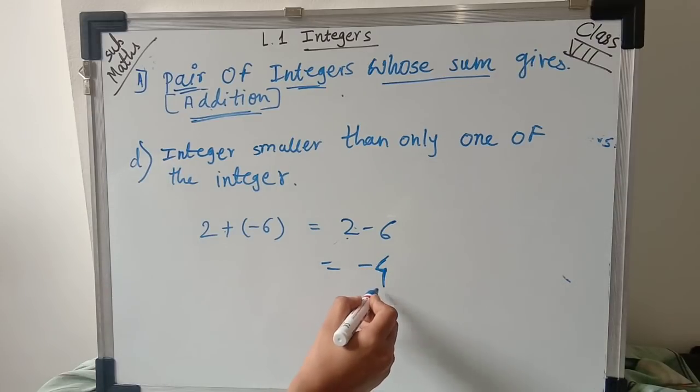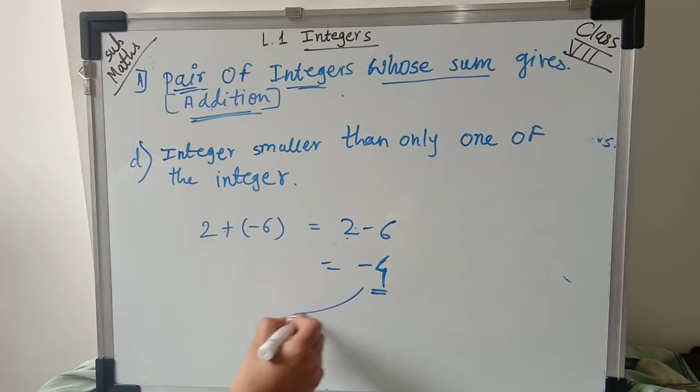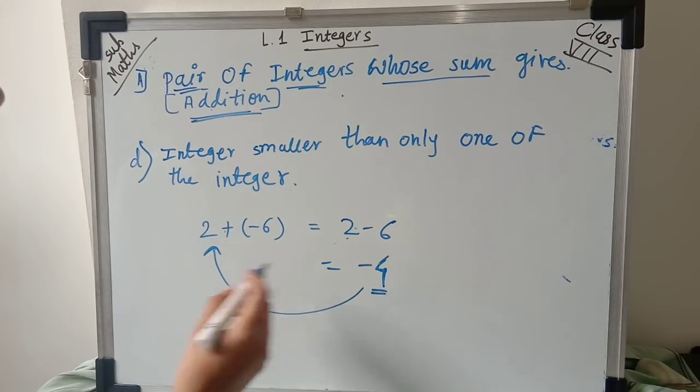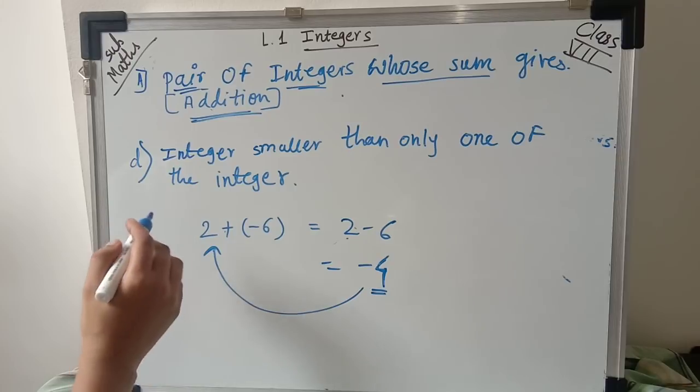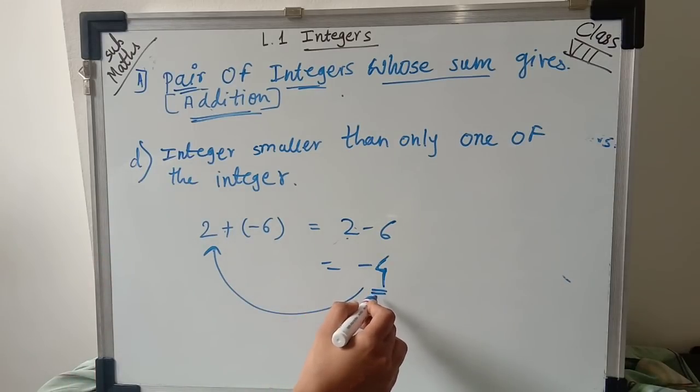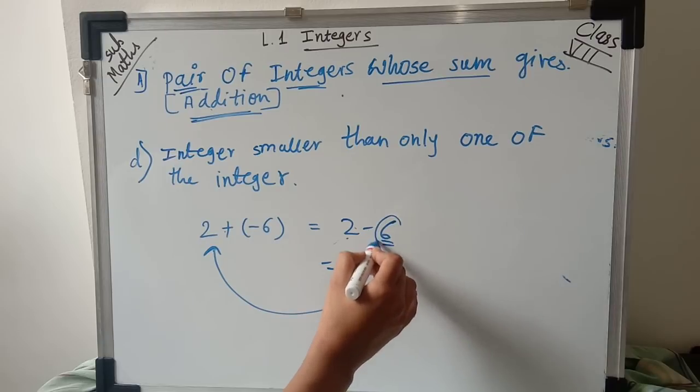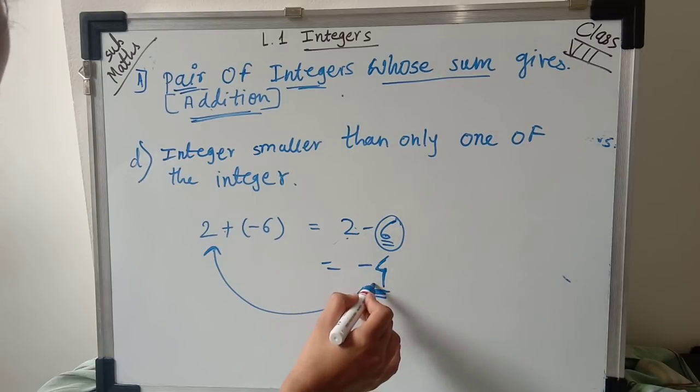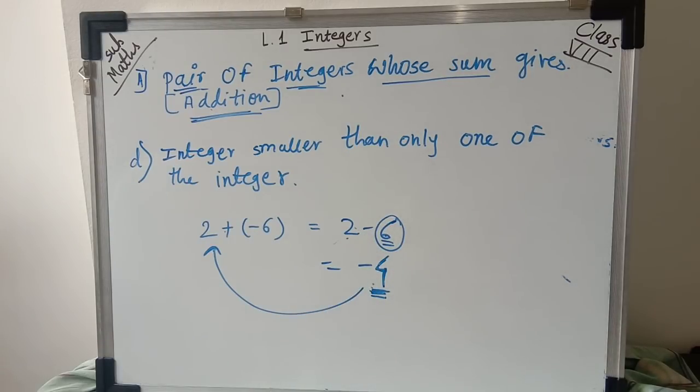So -4 is less than 2. How? Because we have learned that 2 is a positive number, so positive integers are always bigger than negative integers. See students, it is very important to see the value, when you are finding out the pair, not the whole number of that integer.